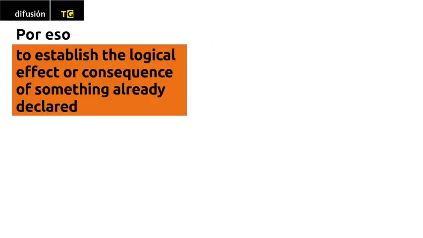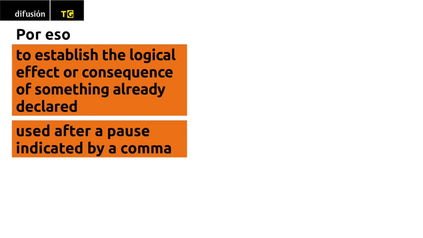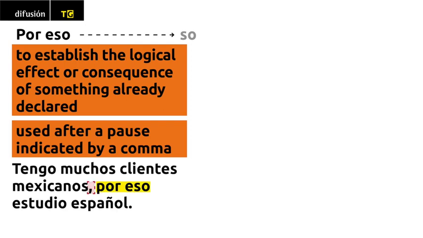The connector por eso is used to establish the logical effect or consequence of something already declared at the beginning of the sentence. Please note that it is normally used after a pause that is indicated by a comma. In English, so is a common equivalent. Tengo muchos clientes mexicanos, por eso estudio español.